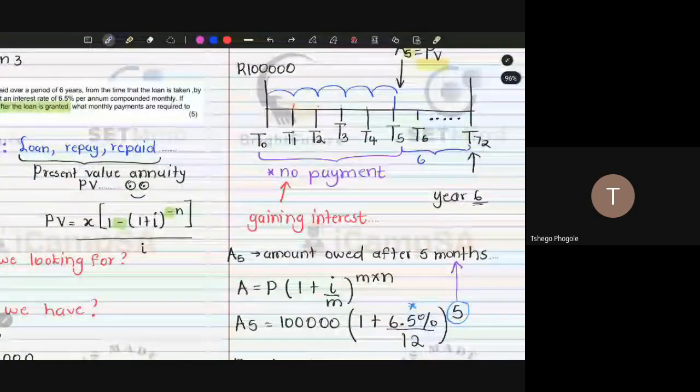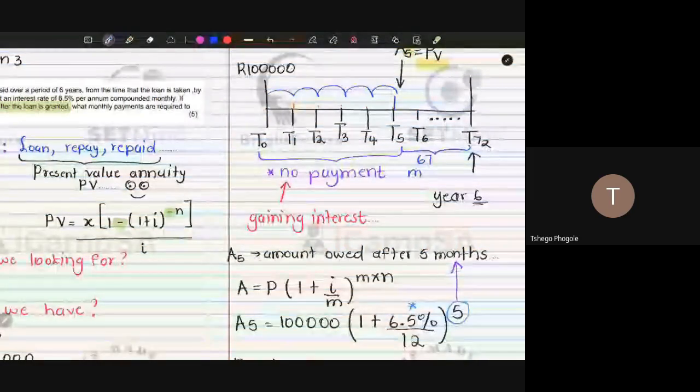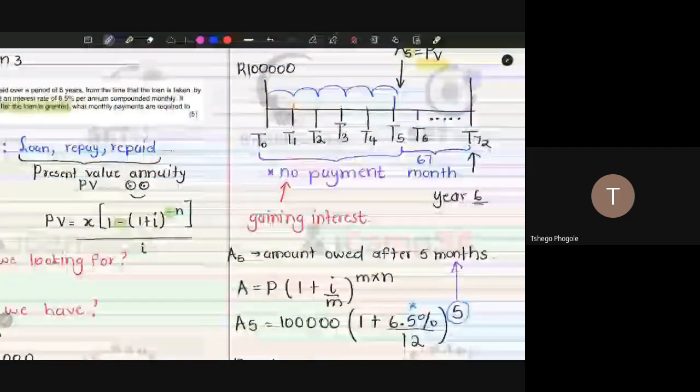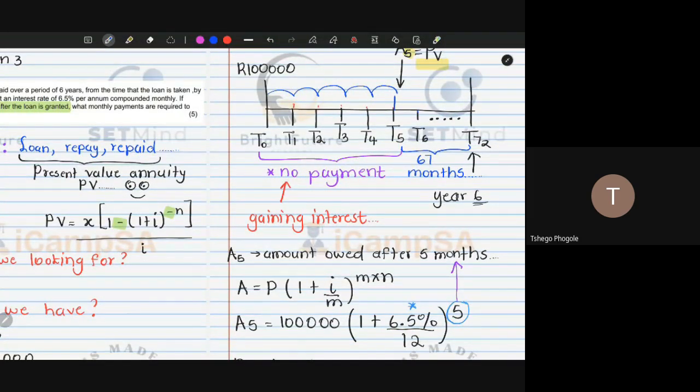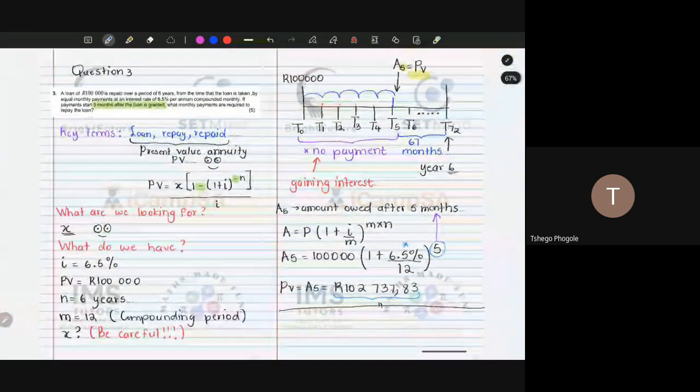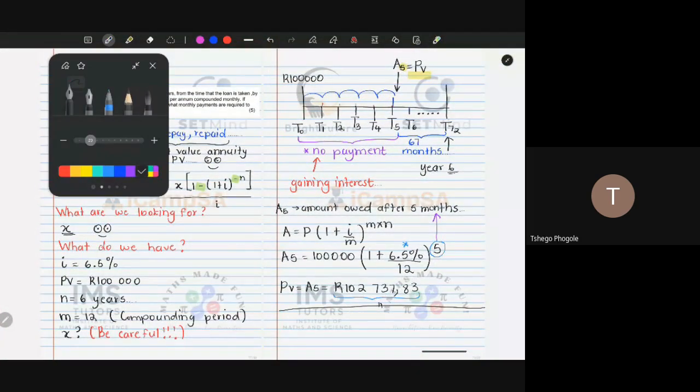Does it make sense, guys? So we are left with 67 months to pay. The bank told us 6 years. If you delay, we add more money on your amount, but you must be done in 67 months if you delay for 5 months. So this means we can now go to our formula.